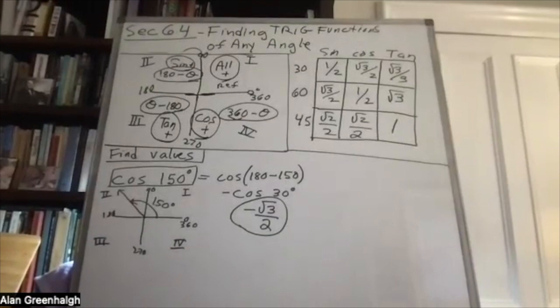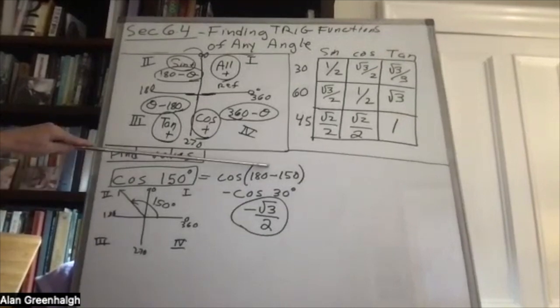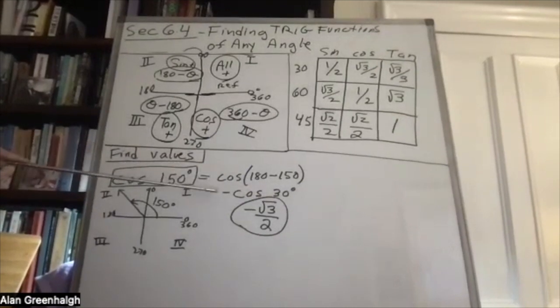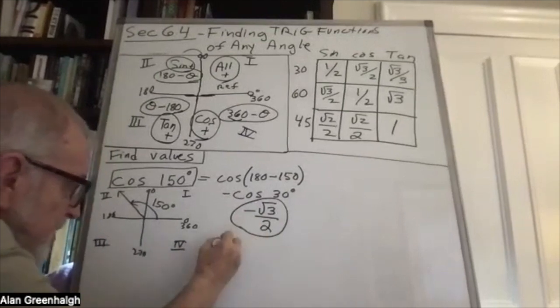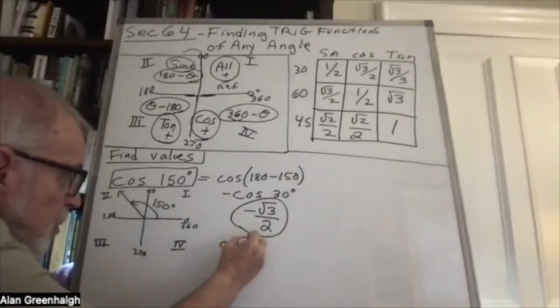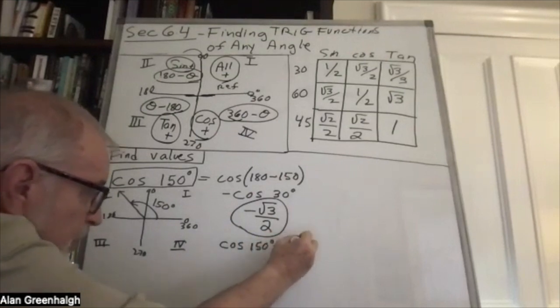That's the answer to the question. That's exactly how you do it. You first draw it, you then convert it, you then determine whether it's positive or negative, and then you write the answer. So the answer is either that's sufficient, or you could say the cosine of 150 is negative the square root of 3 over 2.